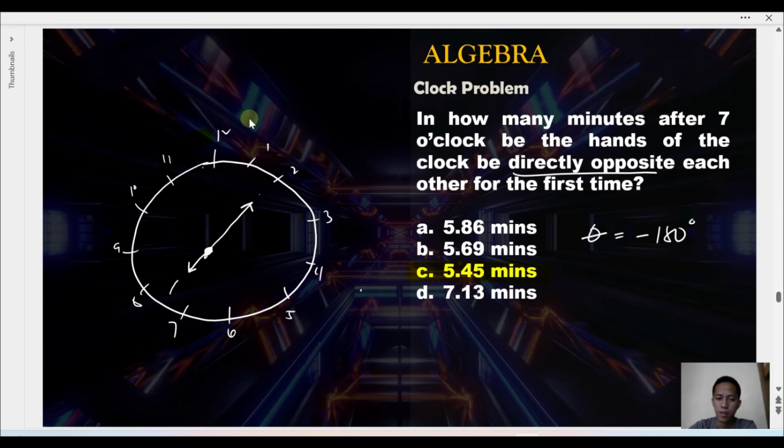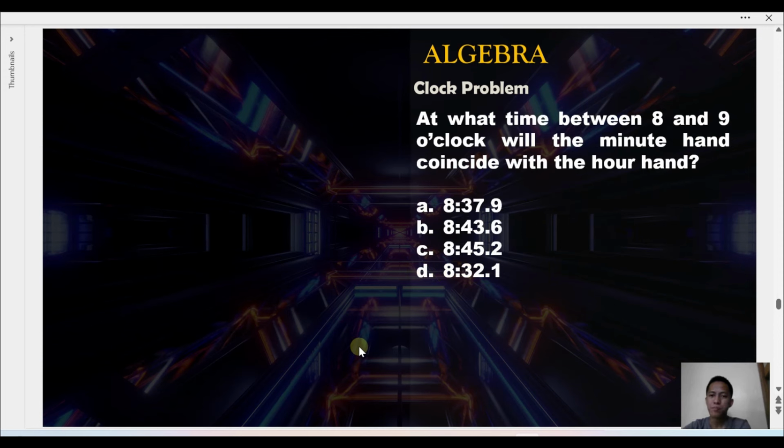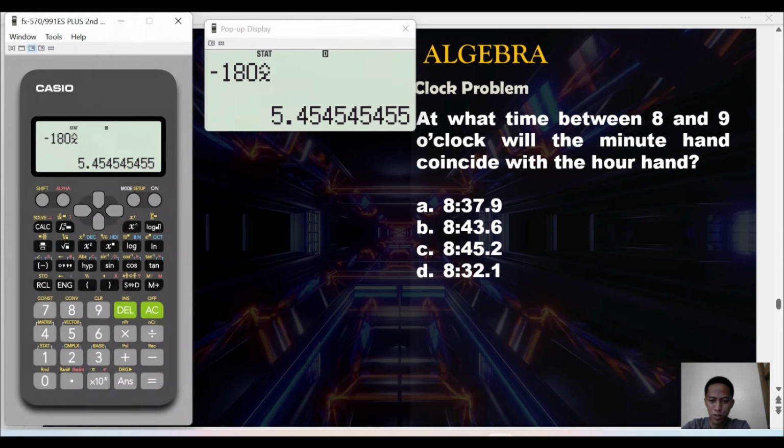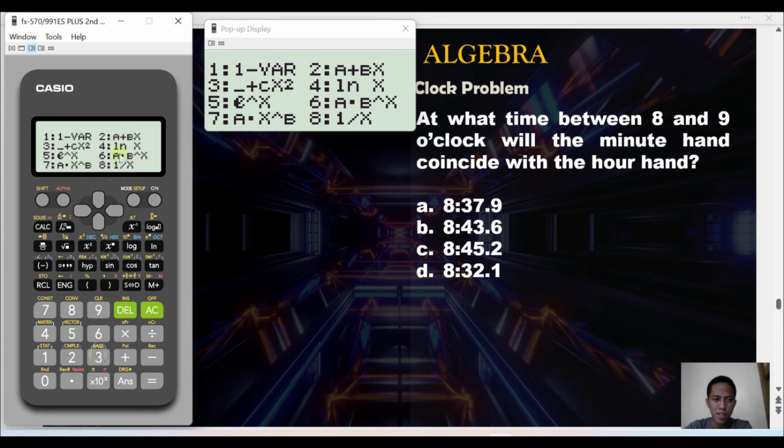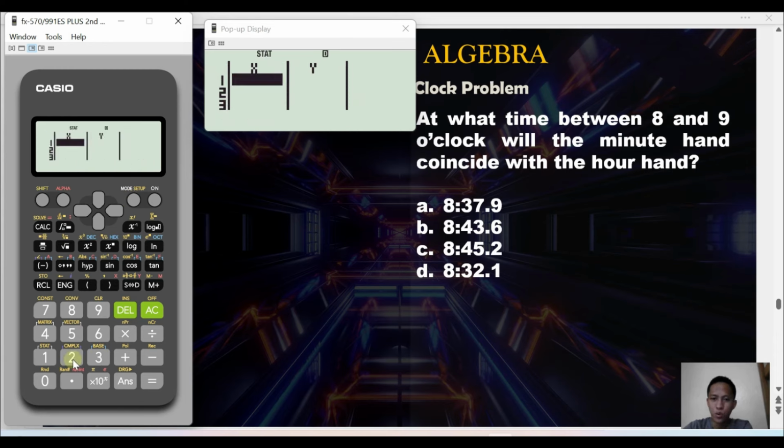Okay, so let's proceed to our next problem. So at what time between 8 and 9 o'clock will the minute hand coincide with the hour hand? So hindi na tayo magsulat guys. Let's just input it in our calculator. So mode stat pa din. Then number 2. So at 0 and of course at 60. Okay, lagay natin sa calculator. Time between 8 and 9. So ang first position natin is 8 o'clock. Okay, 8 times laging negative guys yung tatandaan natin, no? So, kasi nandun pa lang siya sa initial position niya, approaching to the hour hand.